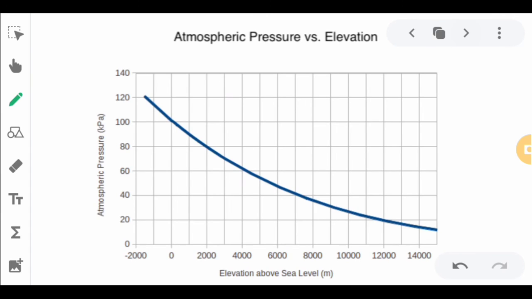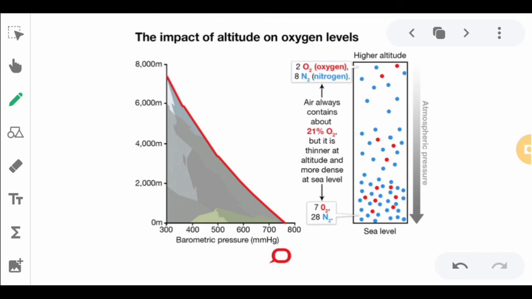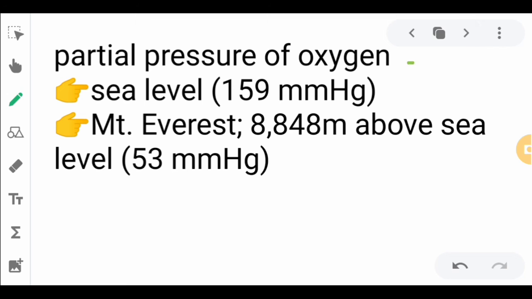So if you look at the stats here, I have a graph of the elevation above sea level from negative 2,000 to 0 up to 14,000. And here is the pressure. The pressure decreases as you go up above sea level. Take, for example, the impact of altitude on oxygen levels. We have a high oxygen pressure at sea level compared to higher altitudes. Let us say the partial pressure of oxygen at sea level is 159 millimeters of mercury. The millimeter of mercury is another unit for pressure.